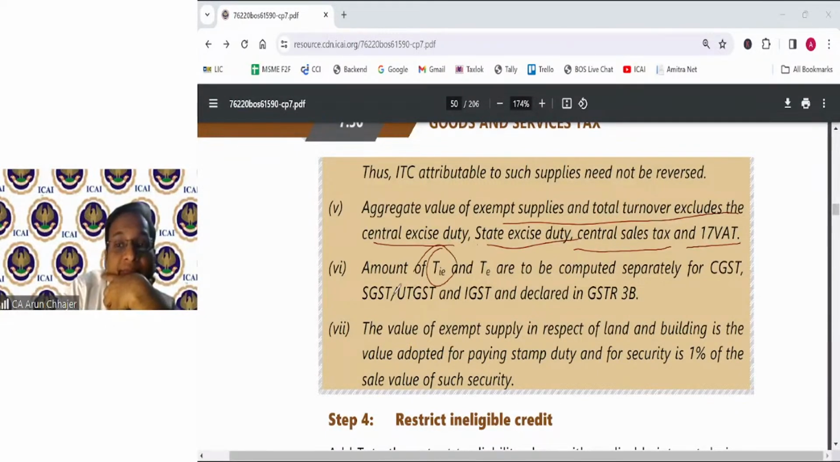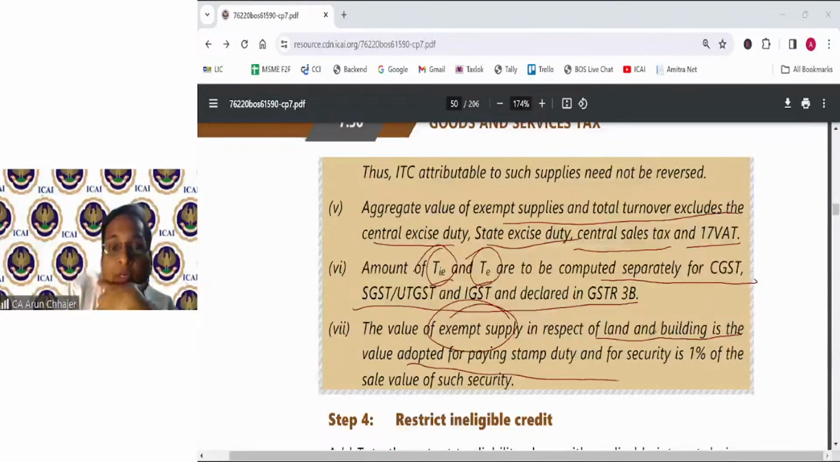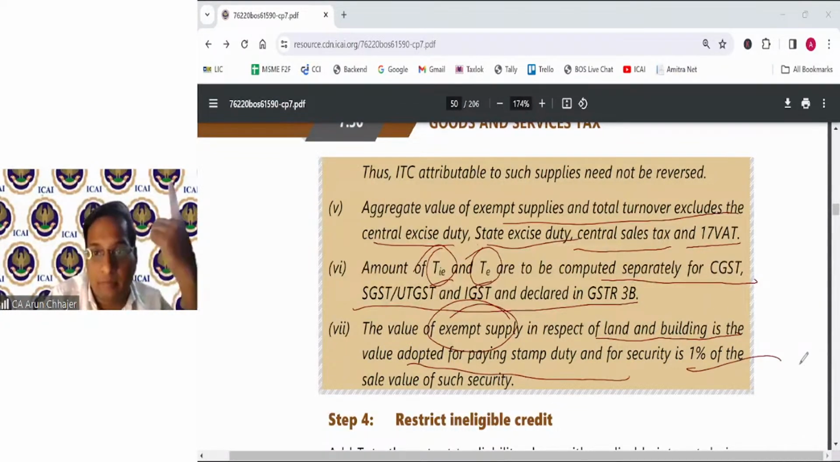Amount of TI and TE in eligible credit and ineligible credit are to be computed separately for CGST and SGST and declared in 3B. Value of the exempt supply in respect of land and building is the value adopted for paying the stamp duty, and for securities it is 1% of the value of the securities.